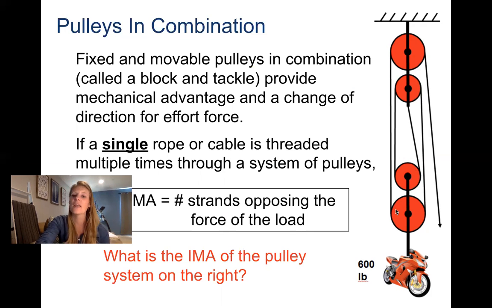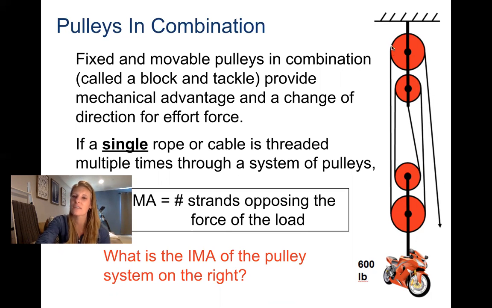So in this one, I'm going to pull down, and it's going to pull this 600-pound bike up. That's what a pulley system does. When I do that, I have opposing forces. This one right here goes down. 1, 2, okay, I have 3 and 4, the fourth one. There are 4 opposing forces. You can almost think of it as loops, right?